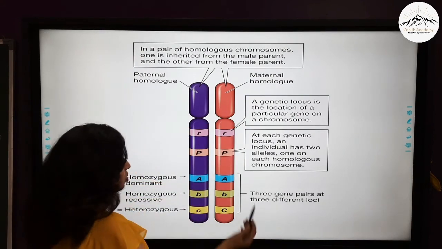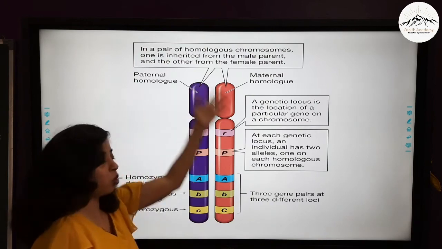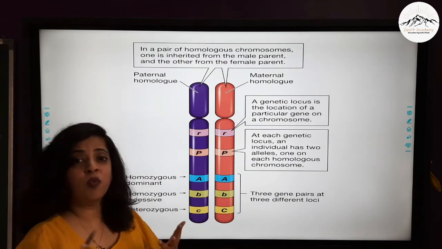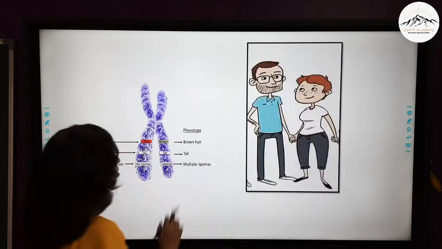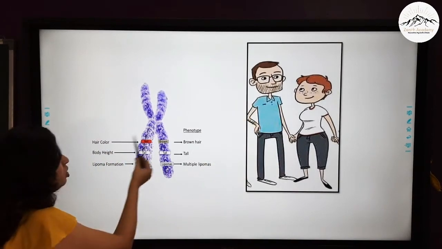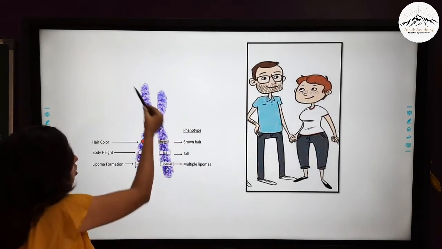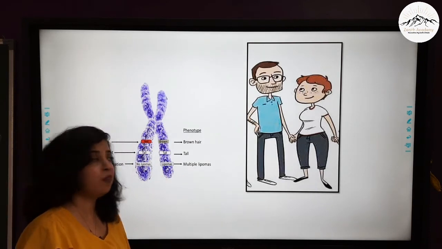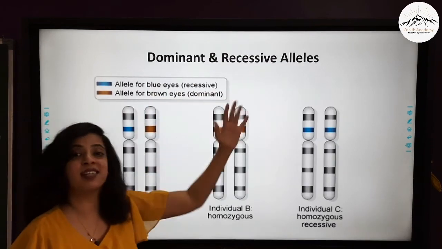Now children, since we understood that there are two alleles of the same gene, if on the chromosome of a child there are two alleles, one for brown color and one for red color, then what will decide whether the offspring will have brown color or red color? See here, the mother had red color, the father had brown color, and in the chromosome of a child both will be present, this one from the mother and this one from the father, red and brown. Now what will decide whether the baby will have red or brown? So there is something known as dominant and recessive alleles.